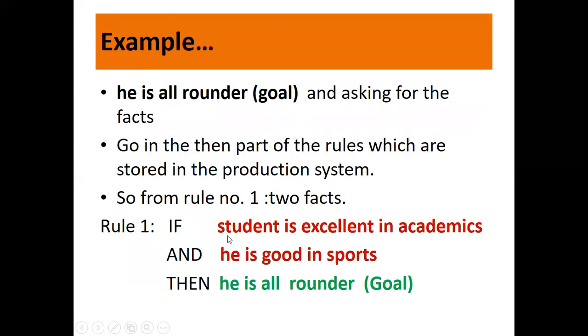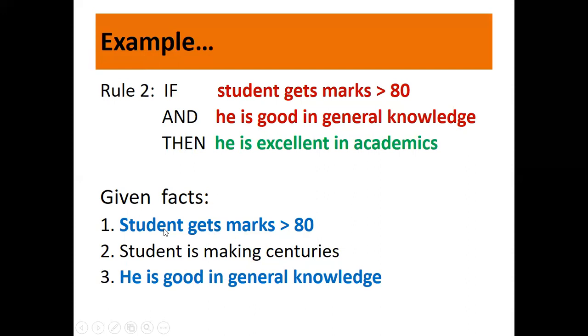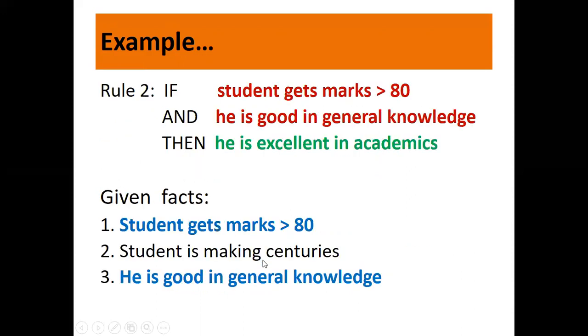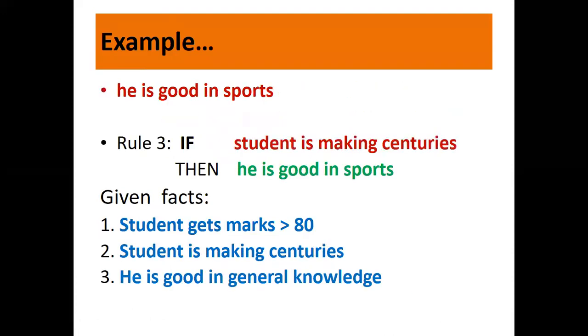What we did, we use student is excellent in academics. Using this sub if part, we could get two facts. Student gets marks greater than 80 and student is good in general knowledge using rule 2. Now we need to use another if part, or the sub goal is he is good in sports. Now let us search this. He is good in sport in the then part of the rules. Of course, it is not in the first rule, it is not in the second rule. So we move to the third rule.